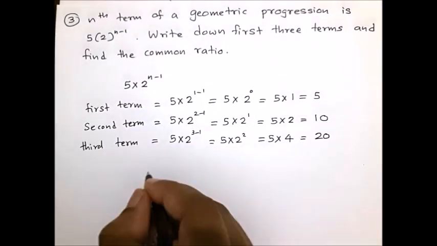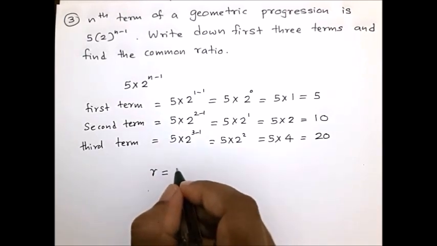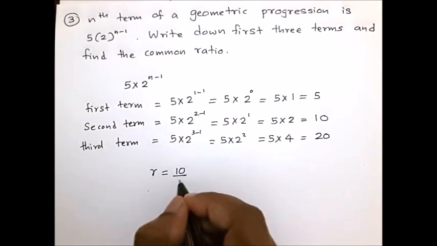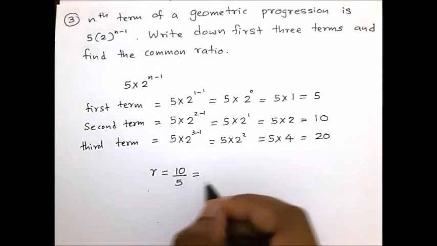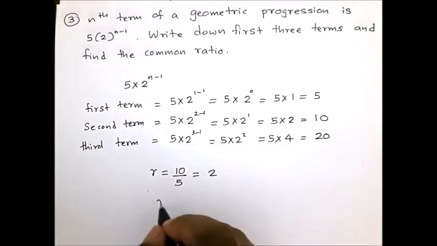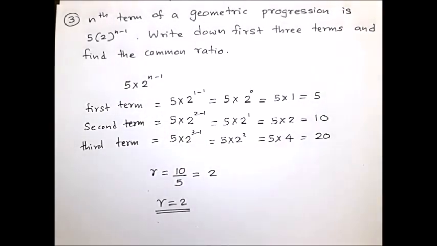The question asks for the common ratio. You can find it by dividing the second term by the first term. 10 divided by 5 is 2. r equals 2, and the first three terms are 5, 10 and 20.